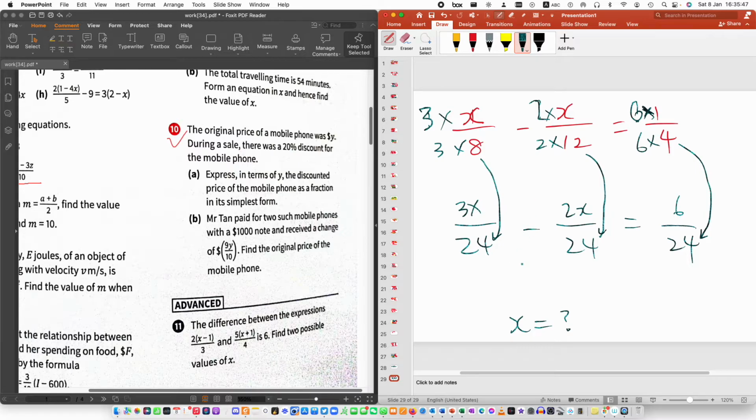Then after that, you combine the left hand side first, right? If you combine your left hand side, you will see that you have 3x minus 2x over 24, and you have 6 over 24. So far so good? Check. Then your 3x minus 2x, if you combine them, you get x, right? Three x minus 2x is x. Yes or no? What's your answer?